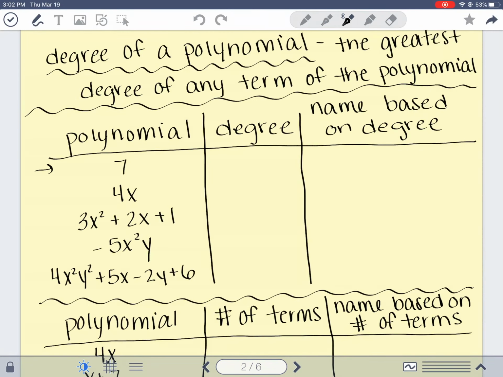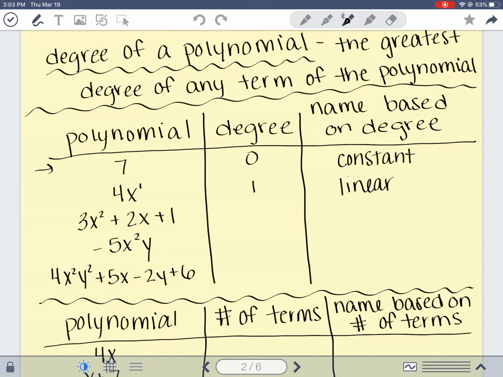Remember, 7 is a constant, so it has a degree of 0. We just call this a constant. For x, remember that x technically has a 1 up here, so that has a degree of 1. This is called linear. Remember, y equals mx plus b. That's a linear equation, so those are linear.